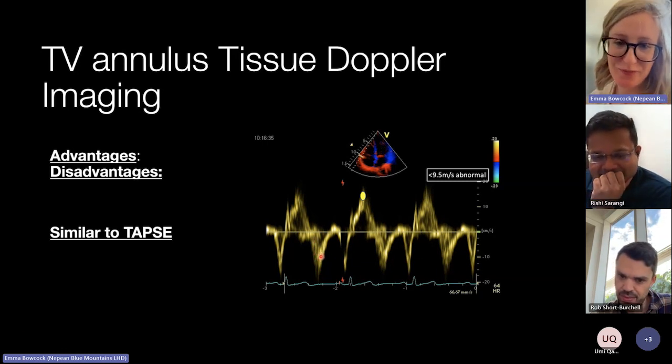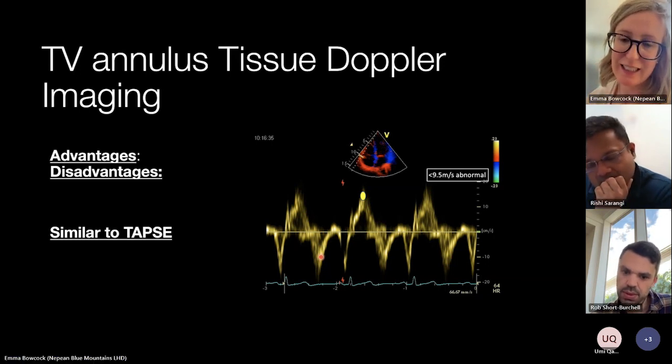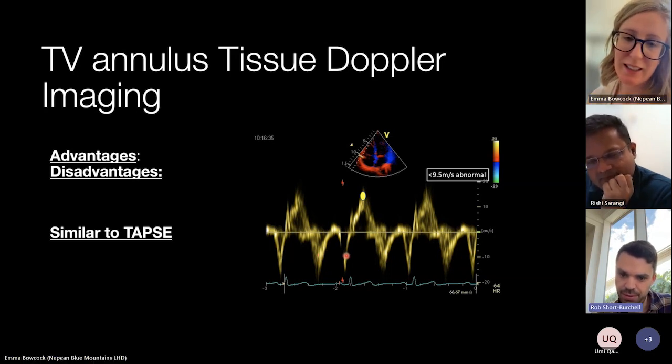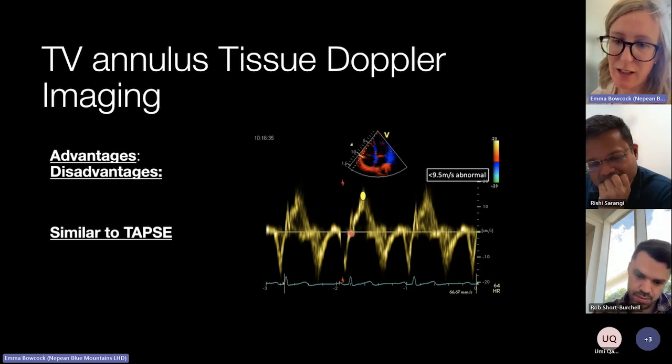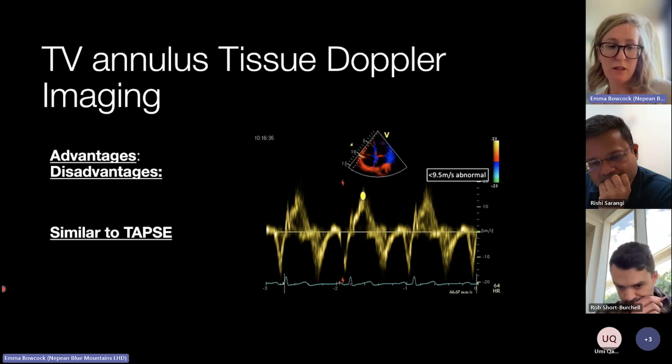What's this wave here? Yes, this is the E wave. Very nice. This one, A wave. Very nice. And then we have this period of isovolumetric relaxation from here to here. You can't really see it because it's too feathery. Here to here. Okay, let me click off that.